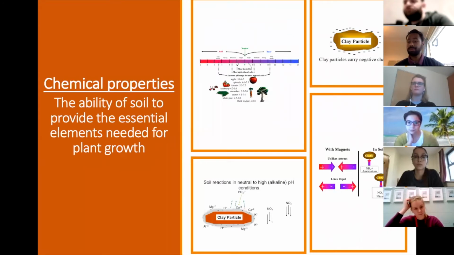Next will be chemical properties. These are the properties that you should look for to determine what type of crop you can grow on your soil. Basically, chemical properties are the ability of the soil to provide essential elements needed for plant growth. For example, if you're able to determine the soil pH, you can determine what type of crop you can grow in your farm.